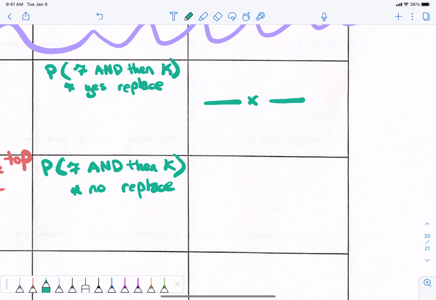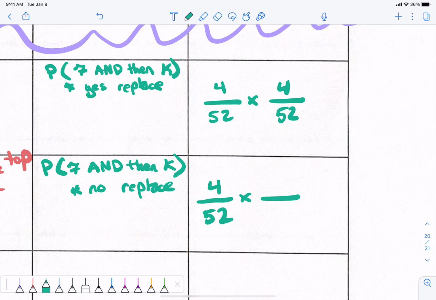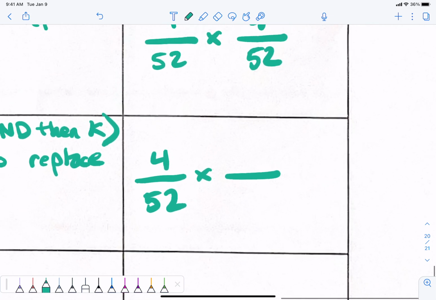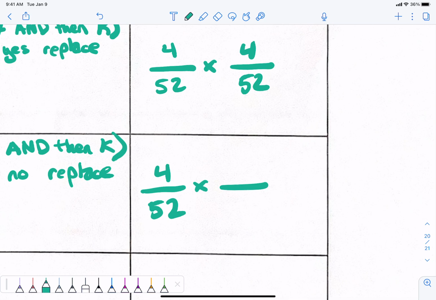Something times something. Something times something. How many 7s do we have? 4 7s out of 52. How many kings do we have? 4, and we're out of 52 because we are yes replacing. Okay, how many kings do we have in the second one? Do we have to subtract 1? Is it 3 or 4? There's still 4 kings in there because we drew a 7, right? If we were doing 2 of the same, then we would subtract, okay? But this one's 4 out of 51.